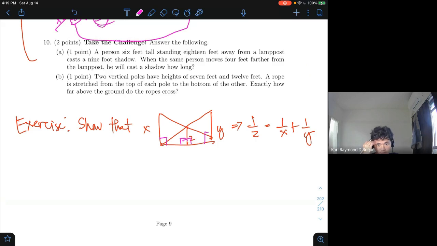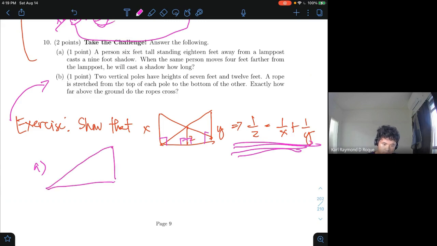O, kahit yung letter A lang muna. Yung letter B mahaba. May formula yan actually. You can check it out on your own. So, letter A pa na yan. A person standing 6 feet tall. Ito yung person. Ito yung lamppost. So, kung 18 feet away, ito siya. Kasi shadow niya, 9 foot shadow.